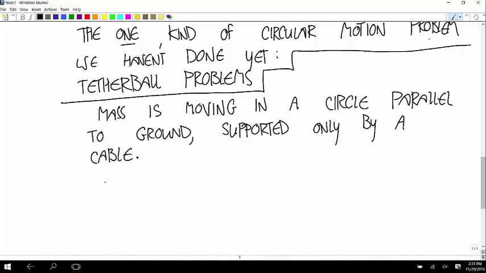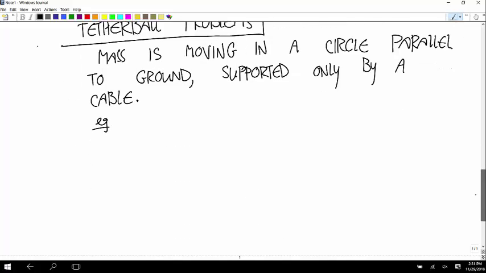So one good example is the ball in a tetherball game. Yeah, it's a weird coincidence. I don't know, they're probably too dangerous somehow.